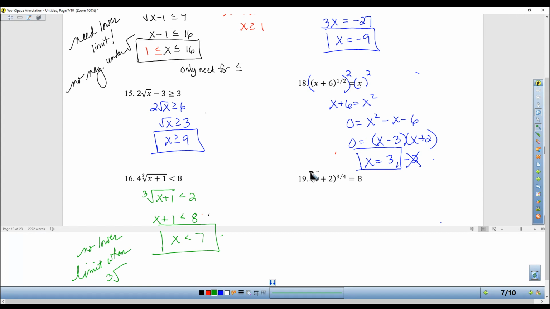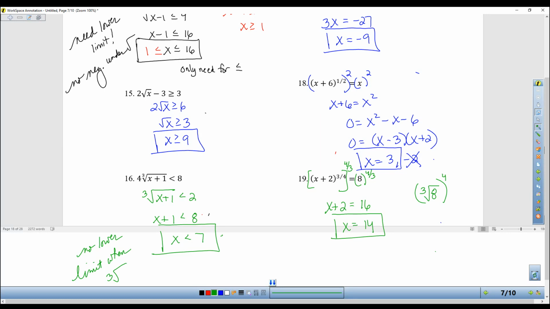And finally, I'm going to raise this to the 4/3. I used brackets only because there were already parentheses. More parentheses are fine. And this side gives me x plus 2. This is a little tricky. So like last time, I'm going to do cube root of 8 and then to the 4th. And that'll give me 2 to the 4th is 16. So x is equal to 14.